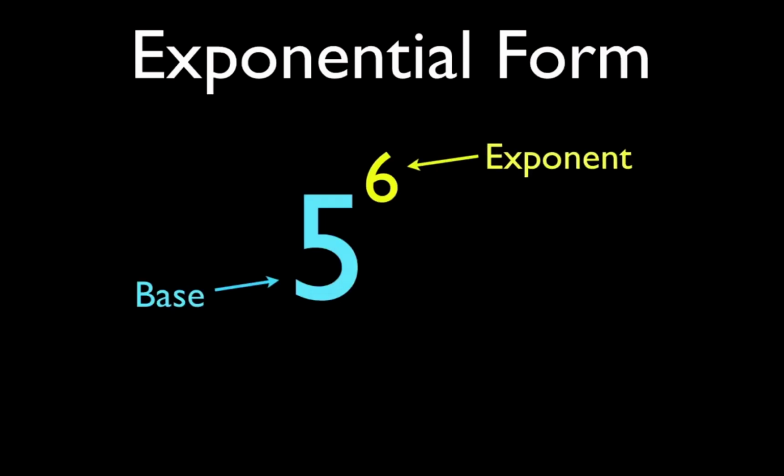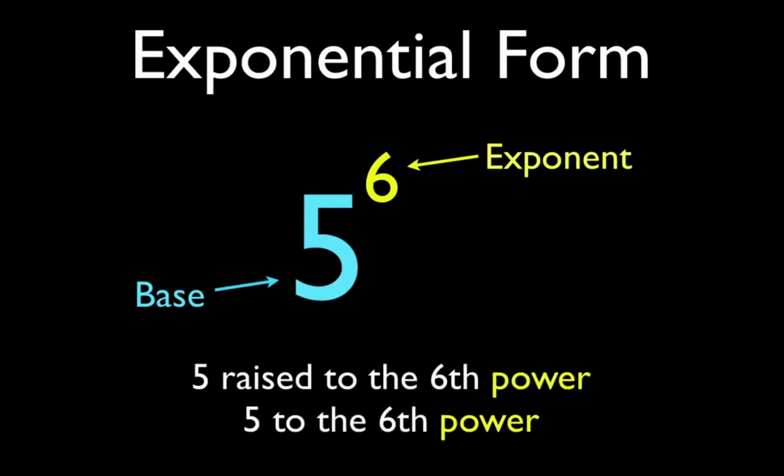Sometimes you may have to write the exponent yourself and you'll see it in word form. There's a couple different ways that you're most likely going to see it. First is 5 raised to the 6th power. And the second is 5 to the 6th power. So they're just leaving out that raised verbiage.